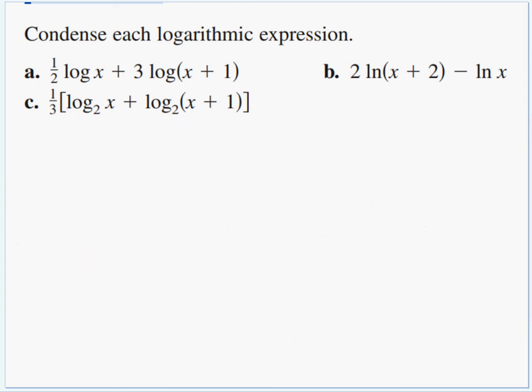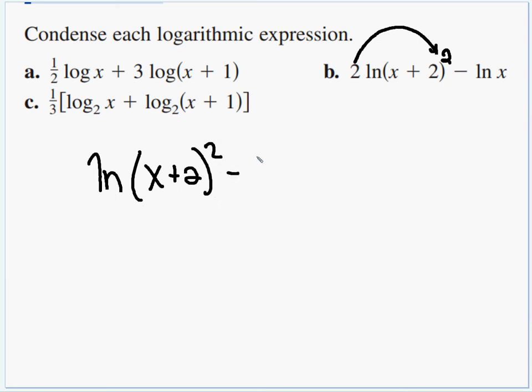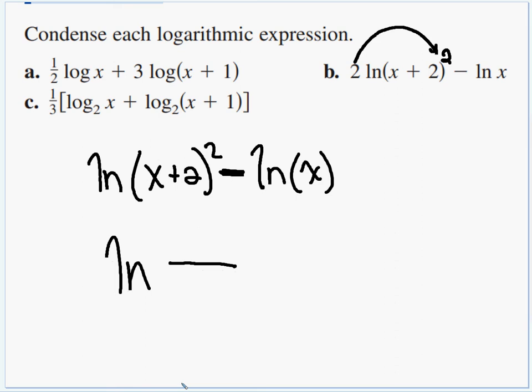Okay. Part B, I'm not going to copy it down here just to do this one step. First thing, of course, we're going to take our coefficients and make them into exponents. So we're going to have a natural log of (x plus 2) squared minus a natural log of x. All right, we got a nat log minus a nat log, so that's going to be the natural log of some fraction. What came first becomes our numerator, (x plus 2) quantity squared. Denominator came second, over x.